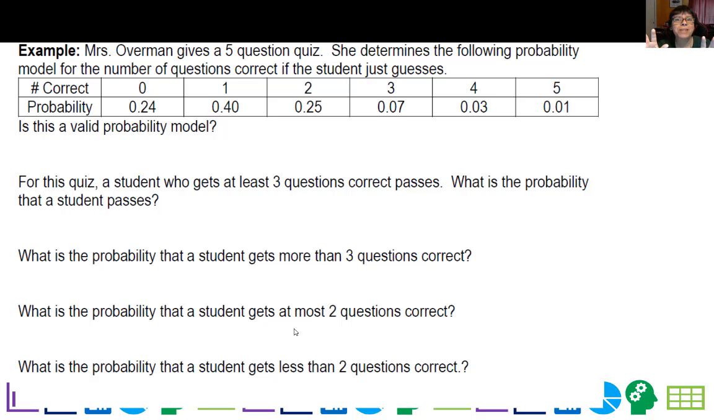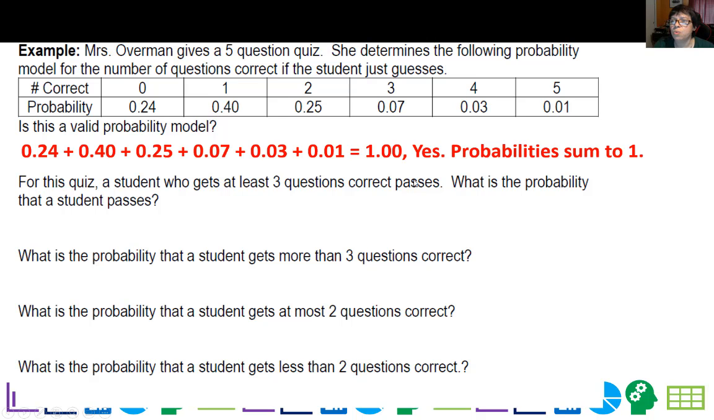Now, don't worry about the technique I used. All we're checking is, does it follow the rules? First of all, my probabilities are between 0 and 1. I could have had a 0, and actually in real life, if you calculate it, that's pretty darn close to 0. So you're guessing 5 questions right on a multiple choice quiz, getting them all right? Not so hot.